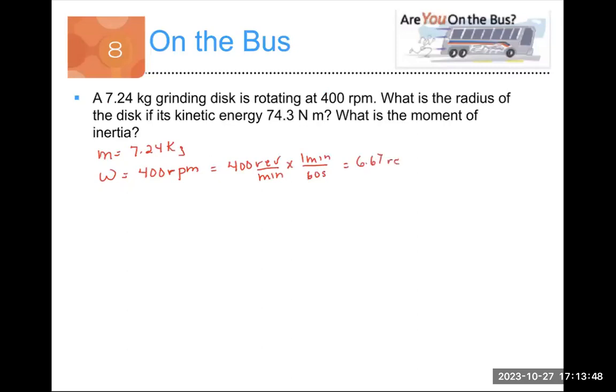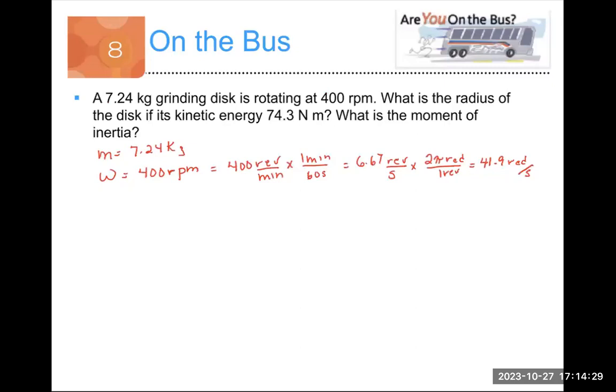6.67 revolutions per second. And then we want to go to radians, which 2 pi radians is 1 revolution. So we have 41.9 radians per second. And normally you'll want to go to radians. It's a more current measurement. It basically is the same as revolutions in that they're both rotational quantities, but more likely you're going to want to use radians per second.